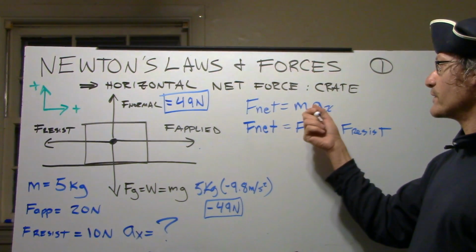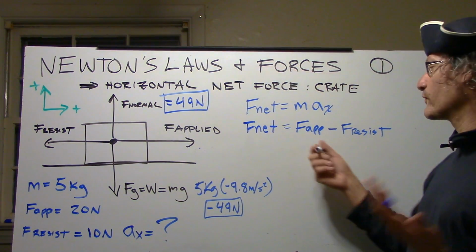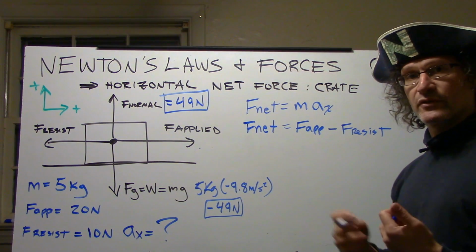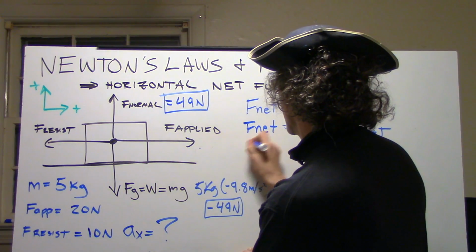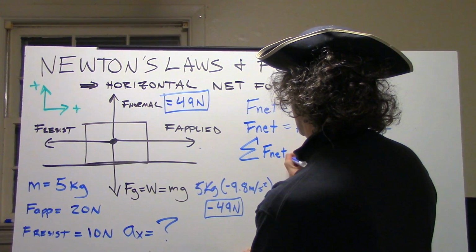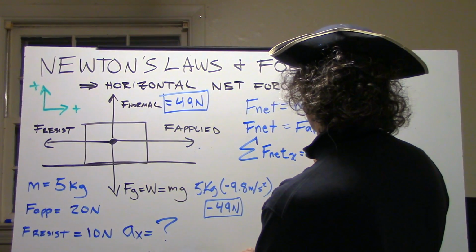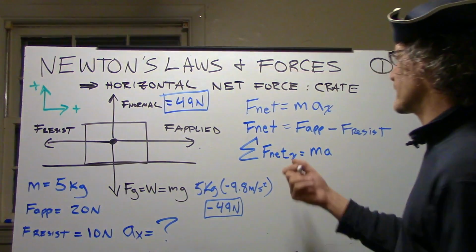So I've got F net from Newton's second law and F net from the sum of all forces in a particular direction, and whatever's left over works out. The fancy way of writing that, of course, is that the sum of the forces, in this case the x direction, is equal to mass times acceleration. All right, that's the fancy way of doing it.